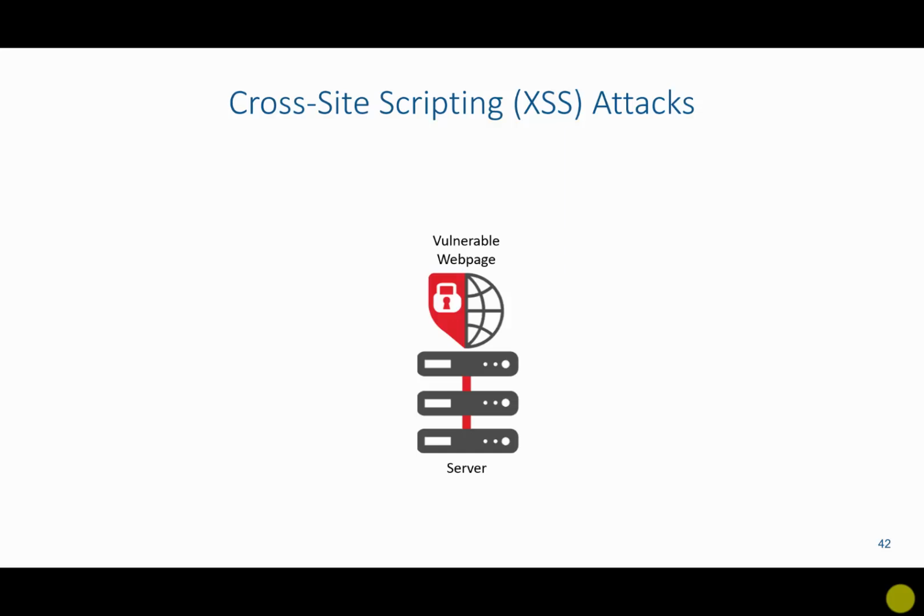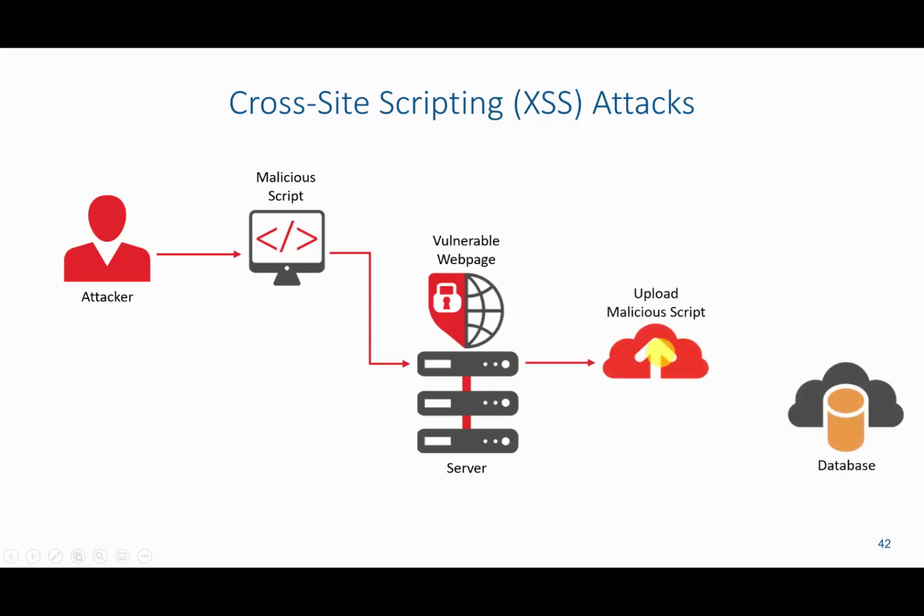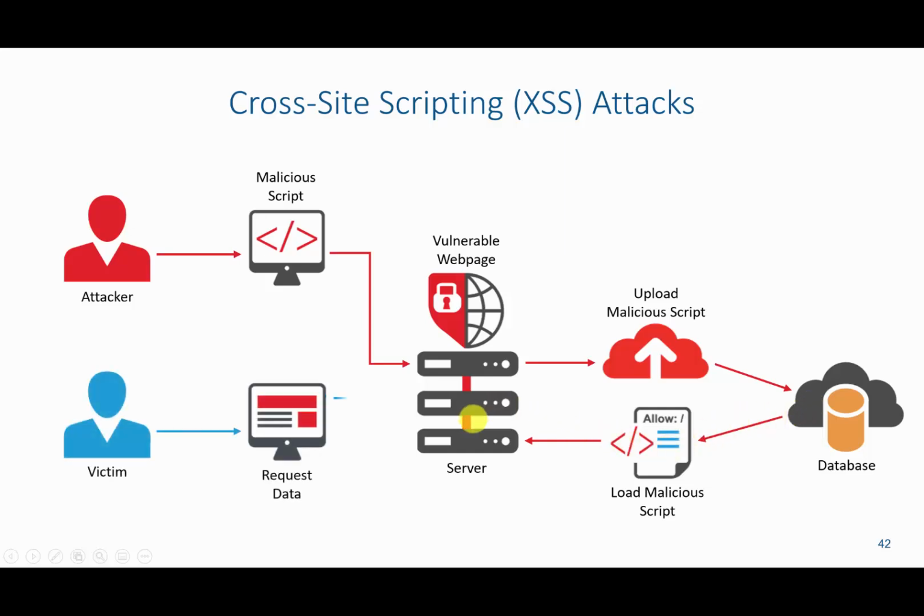Let's say we had a web server, as you can see here, that has a vulnerable web page. All it takes is for an attacker to be able to upload a malicious script to this vulnerable web page, and then the server will then upload this malicious script to the database. The next time that the page is requested, it's going to load this malicious script back to the server. So for example, if this victim wanted to request data from the server, this page is going to then be rendered back to this user. So the user will then see this web page.